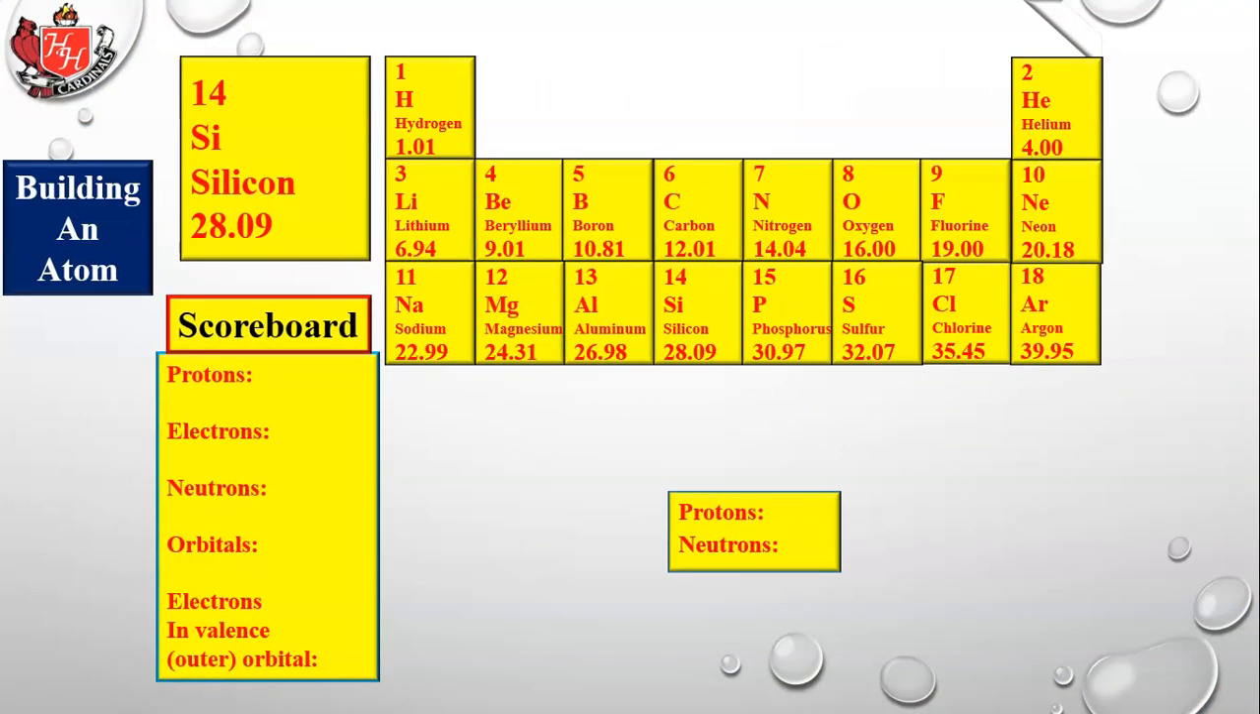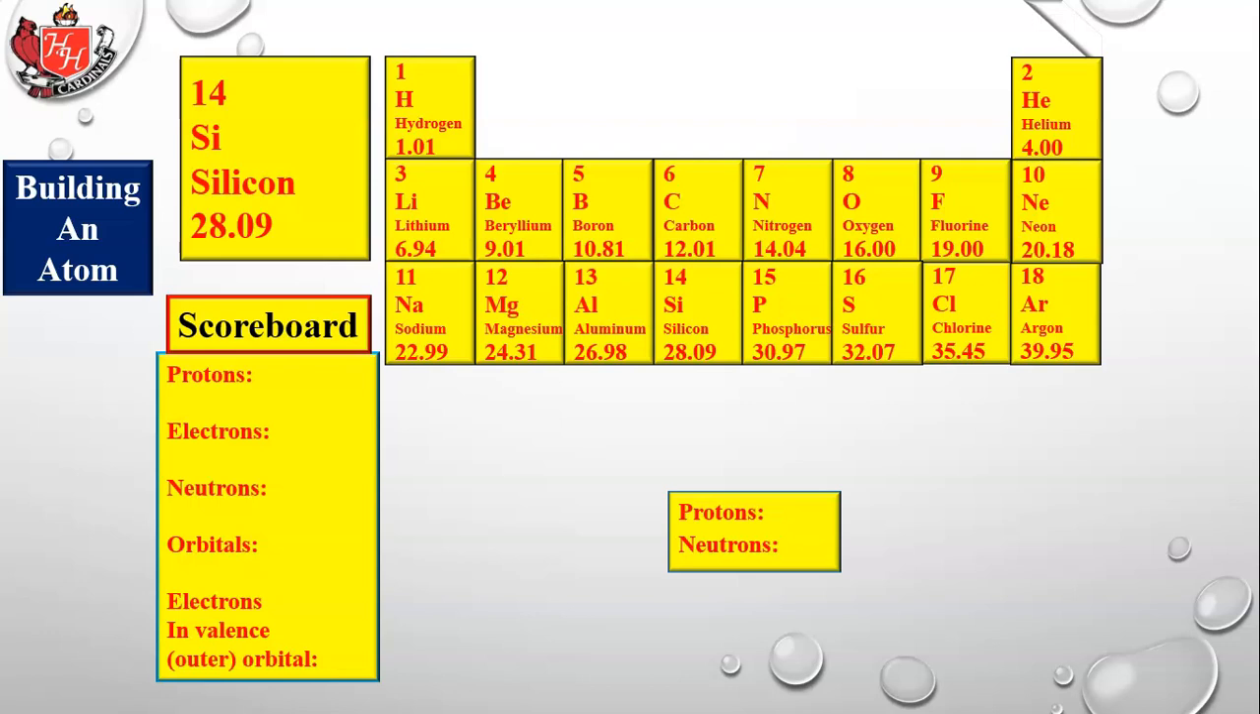So we're going to build an atom, and we're going to build silicon. If you look at your periodic table, what you see here in the upper left is what you'll see on your periodic table. So silicon has an atomic number of 14. It has an atomic symbol of Si. It is called silicon, and it has an atomic mass of 28.09.